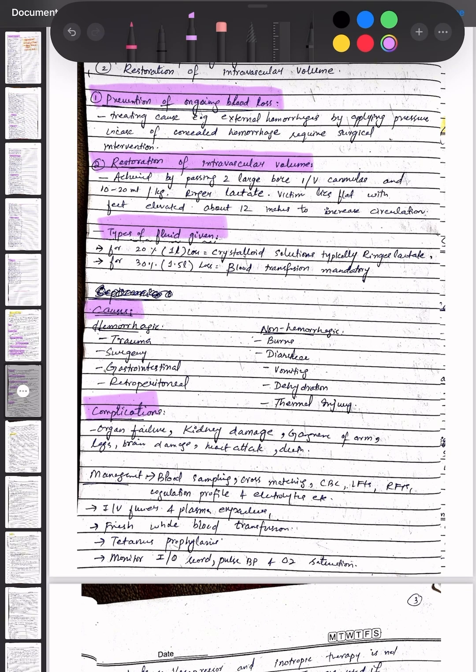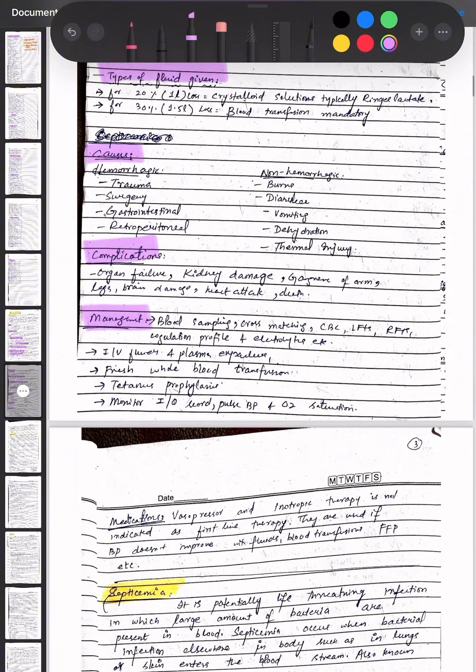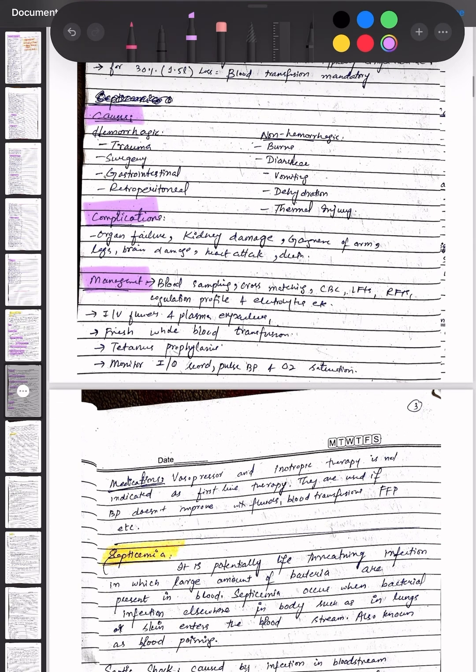Blood sampling, cross-matching, CBC, LFTs, RFTs, coagulation profile, electrolytes, etc. These are the basic tests, okay? You have to remember all these basic investigations for each and every disease, that is blood sampling, cross-matching, CBC, LFTs, RFTs, liver function test, renal function test, coagulation profile and electrolytes, etc.